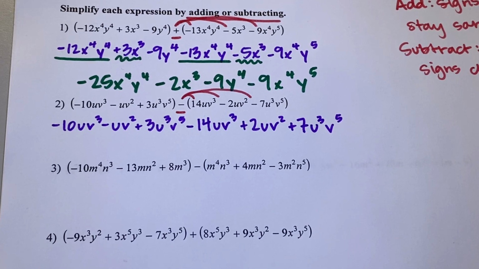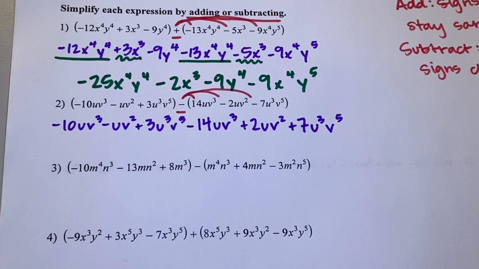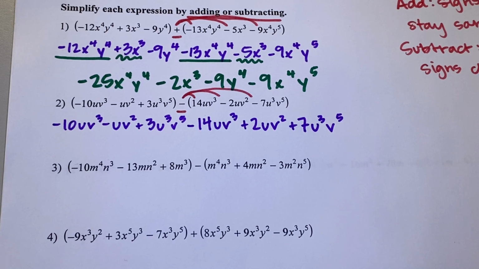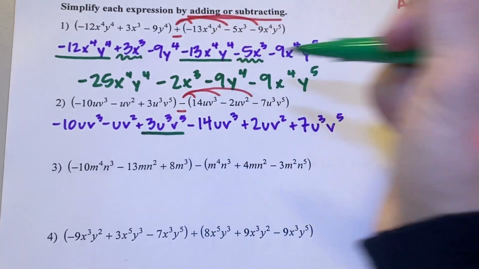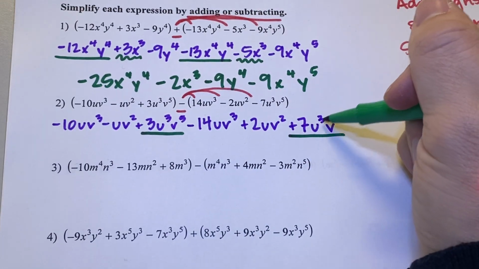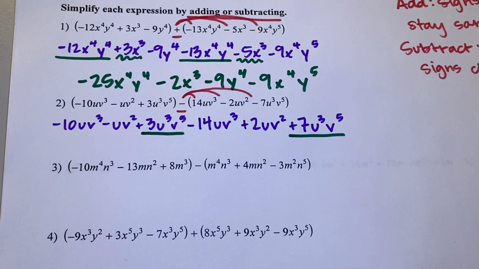They have to look exactly the same, meaning same variables and the same power to combine them. So somebody raise your hand and tell me, what can I combine, if anything, up there? Can I combine anything, okay? 3 and 7. Beautiful. I can combine my 3 u cubed v to the 5th with 7 u cubed v to the 5th. Those are exactly the same.